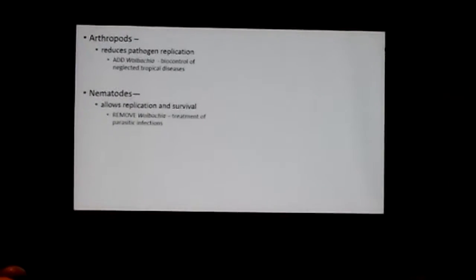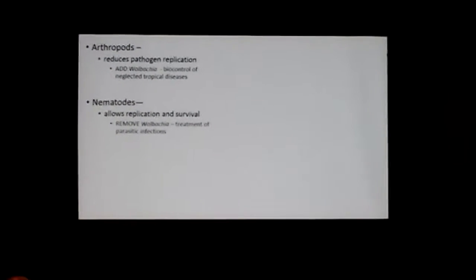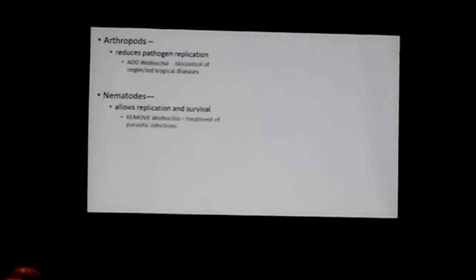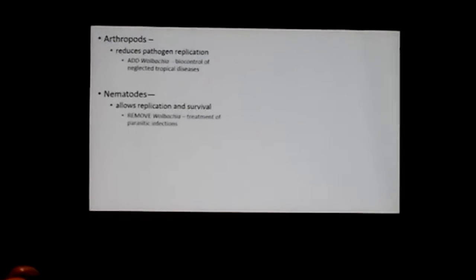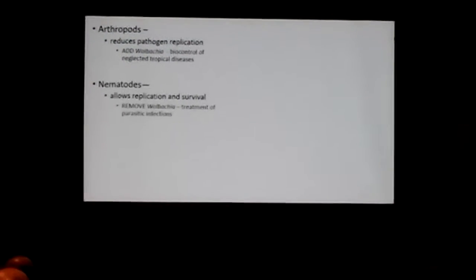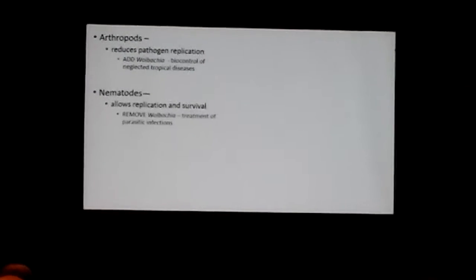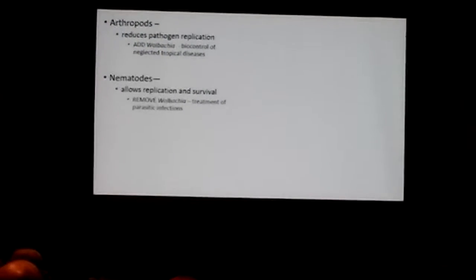On the other side, Wolbachia is found in nematodes, which are responsible for elephantitis and other situations where nematodes, worms, are blocking the lymph nodes. When you remove Wolbachia from these systems, you're able to treat the parasitic infections. So in arthropods, it's good if you add it, and in nematodes, it's good if you get rid of it.